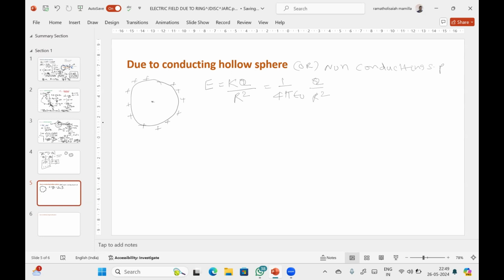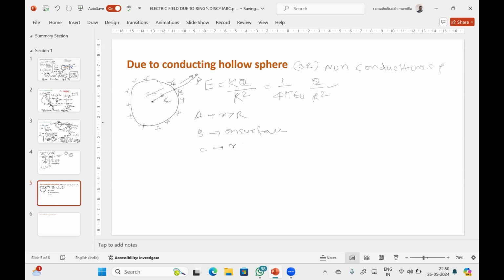So for any other point, other than on the surface, it is the field formula on the surface. So a point is considered, anywhere one point is considered. At this point I want to find the field, which is at a distance from the center, at the distance small r. So this is point A, consider. This is point B, this is point C. So for point A, the distance small r is greater than capital R, means more than the radius. Point B is on the surface.